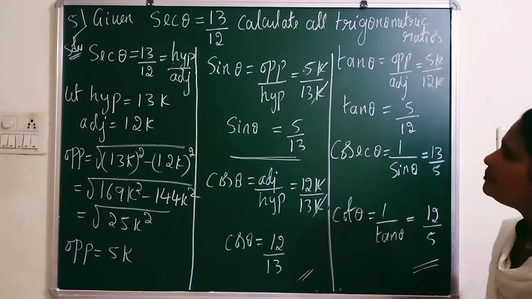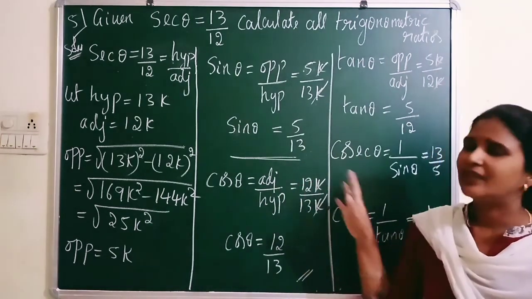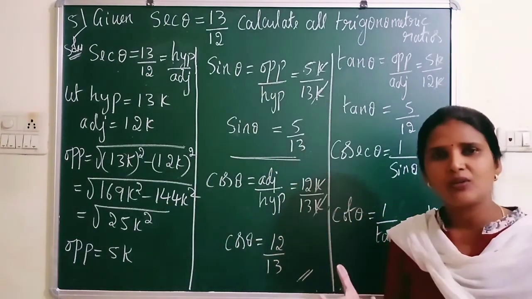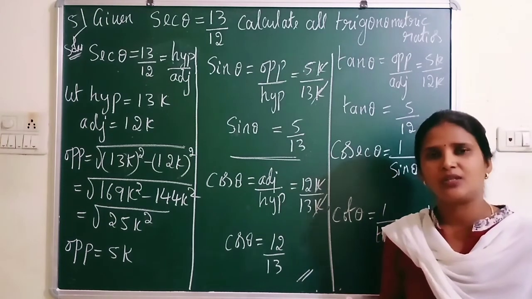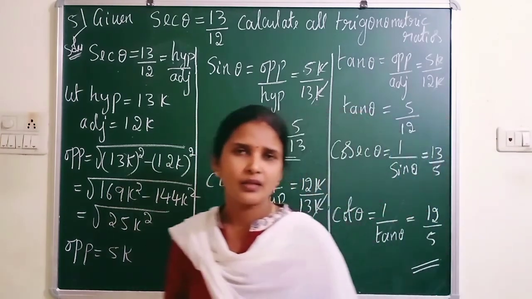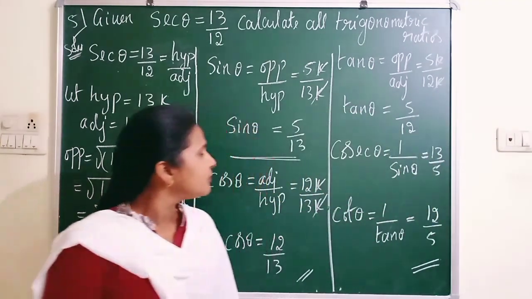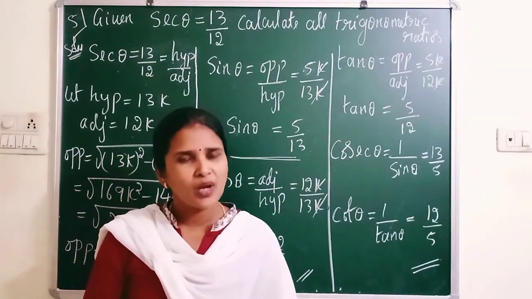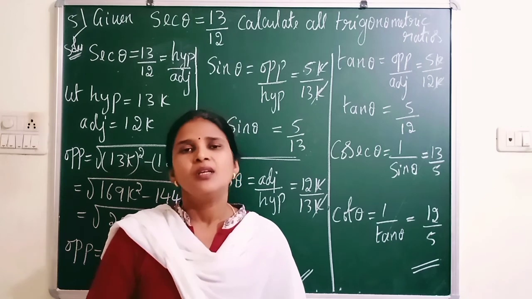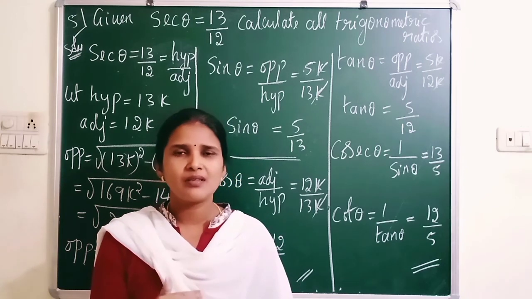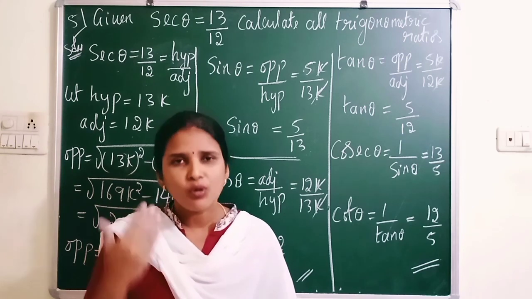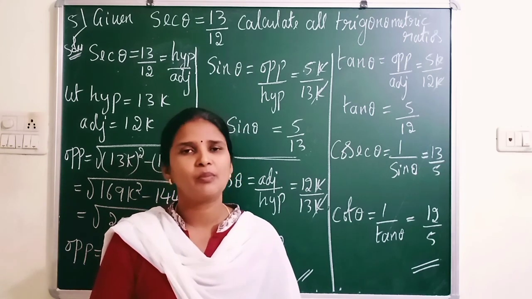So in this way, we can find all the trigonometric ratios using whatever he has given in the question. Using one trigonometric ratio, we can find all the other trigonometric ratios. With this, we completed the 5 questions from exercise 8.1. I hope everyone is following. These are basic questions on trigonometric ratios. In future, you are going to learn many more questions which are applied on the trigonometric ratios.